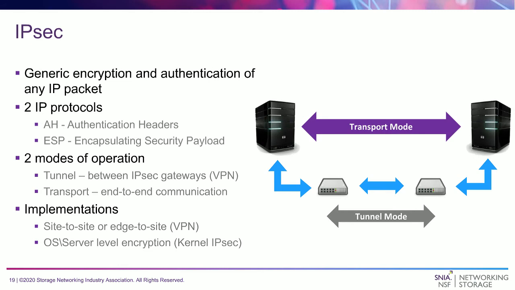IPSec consists of two main protocols. The first is the authentication headers, which provide connectionless data integrity for IP packets, and also provide protection against replay attacks, which play back previous packets. The authentication header's main job is to protect the entire packet, excluding things that can change during transit, which of course cannot be authenticated.